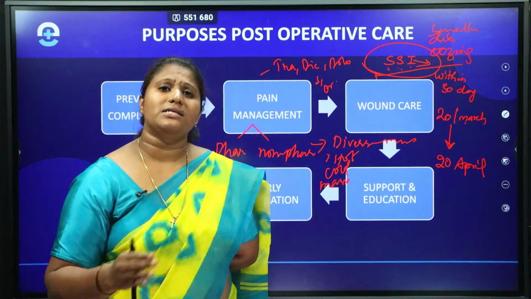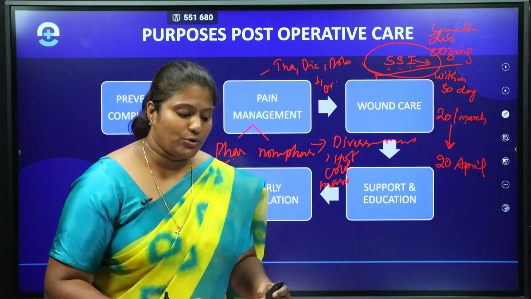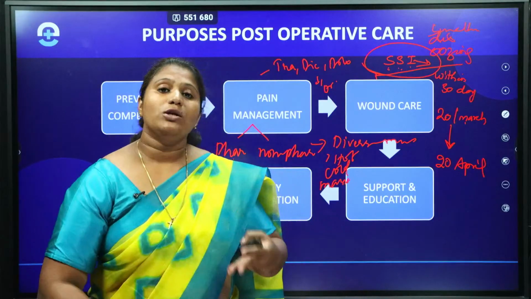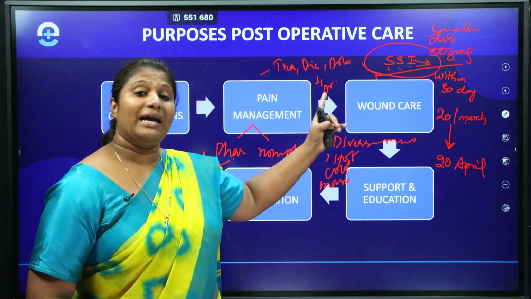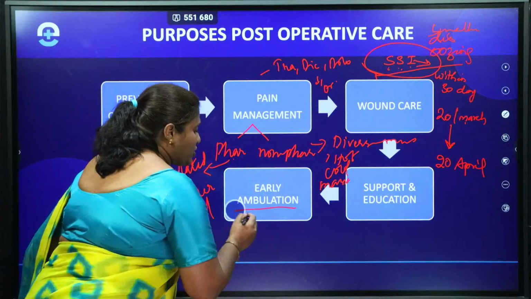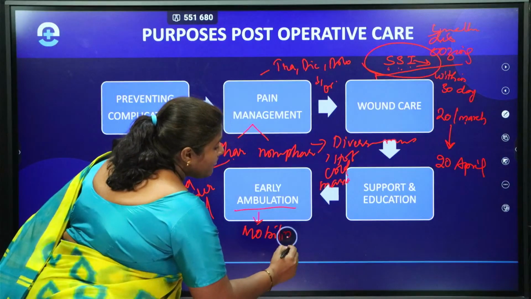Immediately the next day itself, we can tell the patient to mobilize, to sit, and to walk in a two-step manner, because a lot of blood supply has to take place and wound healing will take place as soon as possible. So early ambulation or early mobilization is very important for the patient.